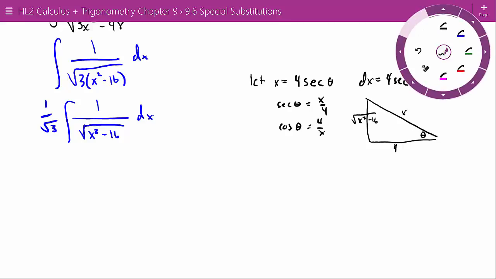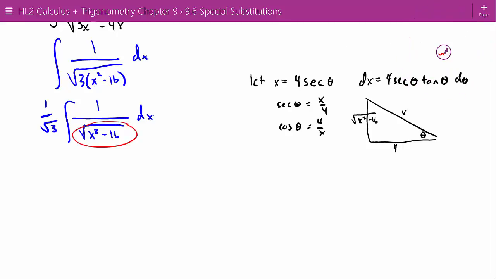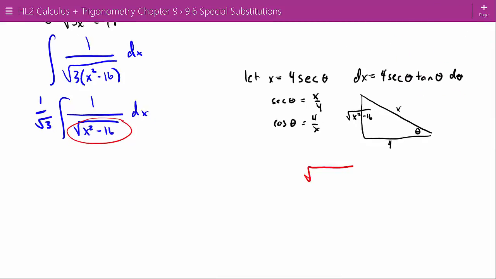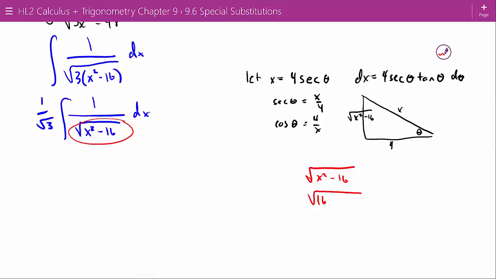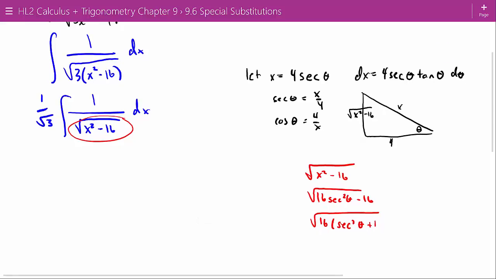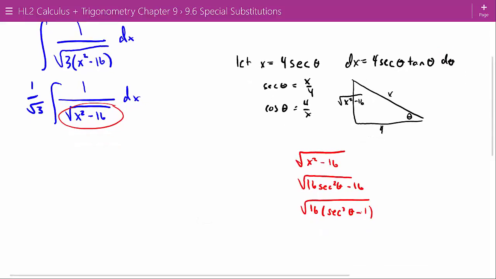But now, what happens with this denominator? Square root x squared minus 16. Well, we substitute in our 4 secant theta. So we have 16 secant squared theta minus 16. Factor out the 16. So we have 4 square root of tangent squared by the Pythagorean identity. So 4 tangent theta.